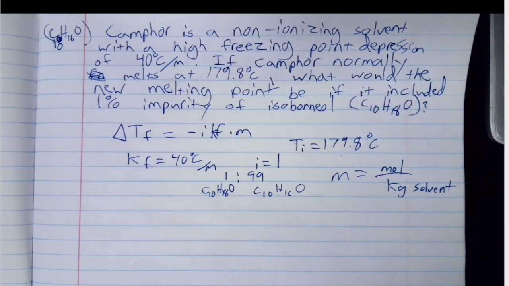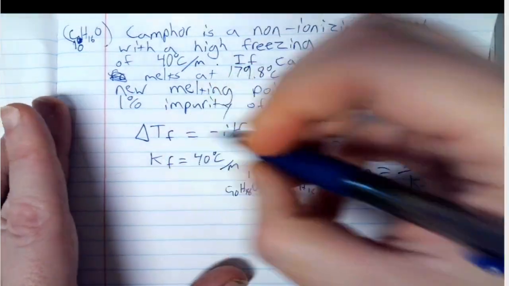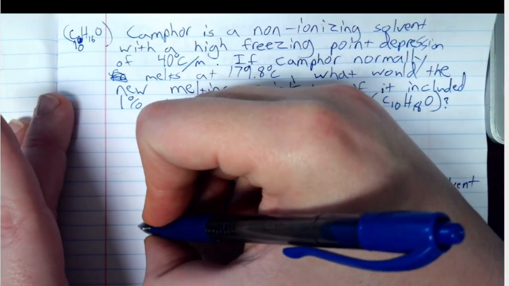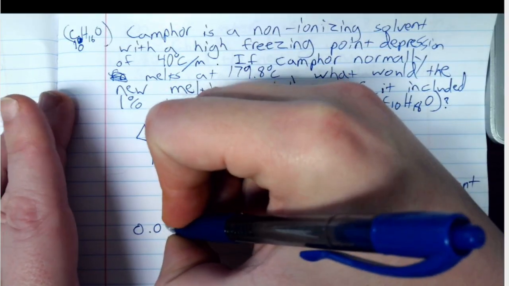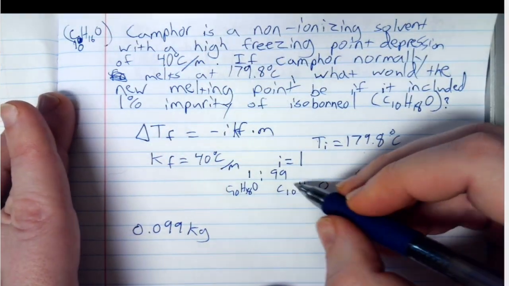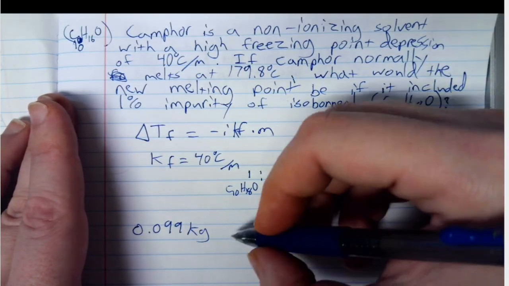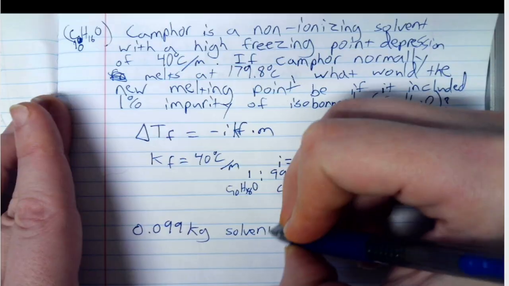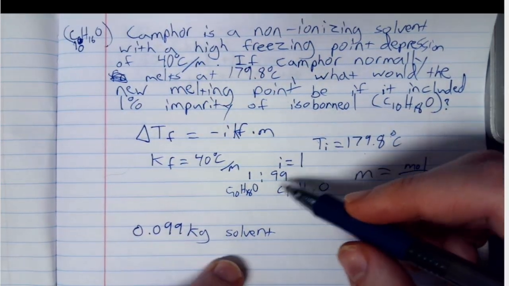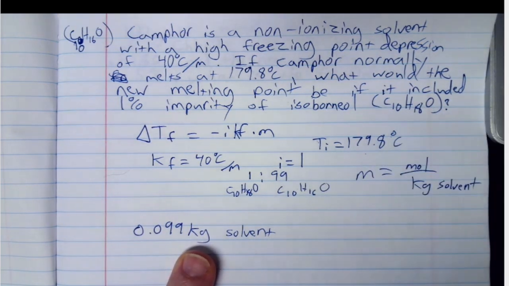Okay, so now hopefully you've tried this on your own. The first thing to note is the kilograms of solvent. Since it's a ratio, we can just say there's 0.099 kilograms. You essentially divided your 99 grams by 1,000. So that's the solvent. It is out of 100 total, but we don't care about the total. We care about how much of it is camphor.